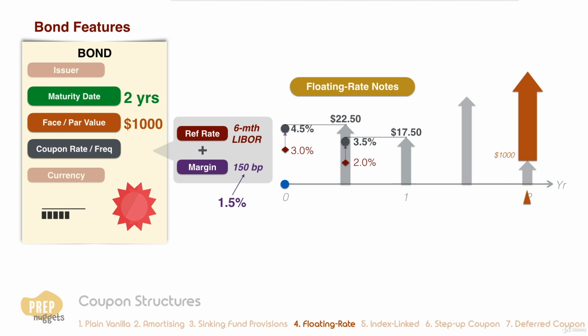A floating rate note may have a cap, which benefits the issuer by placing a limit on how high the coupon rate can rise. If the coupon rate rises higher than this cap, the cap rate is applied instead.